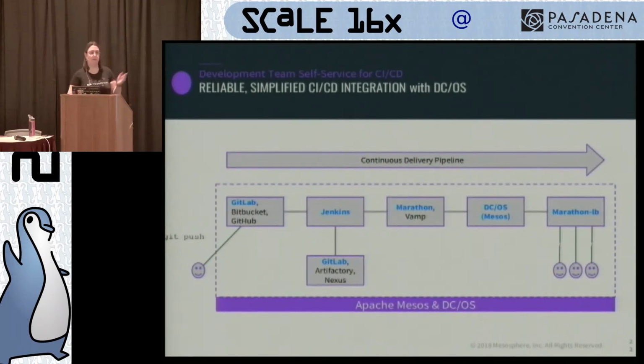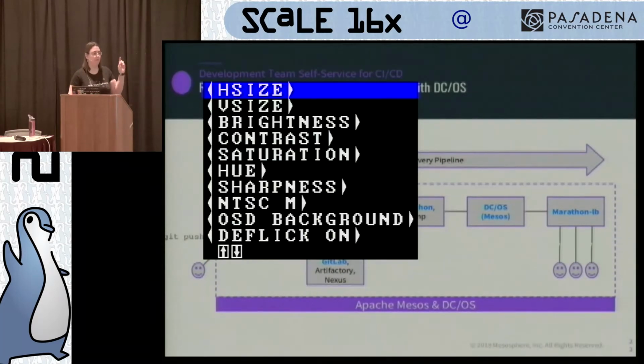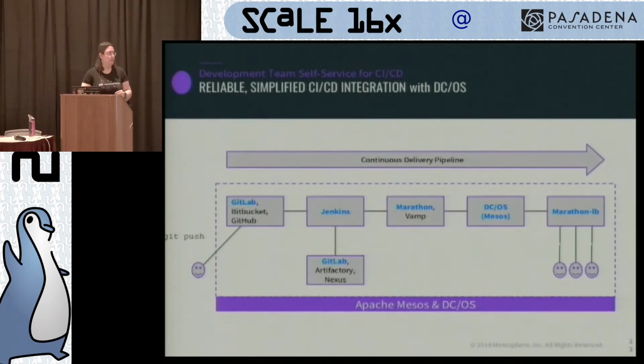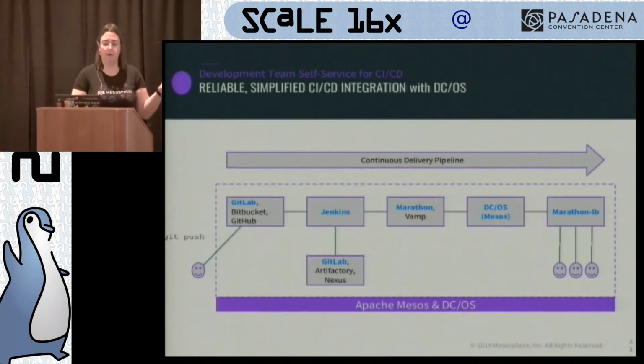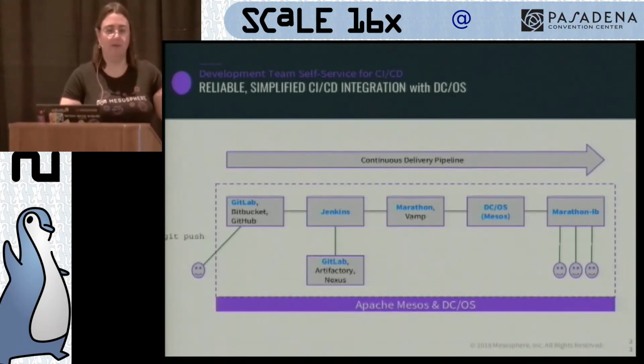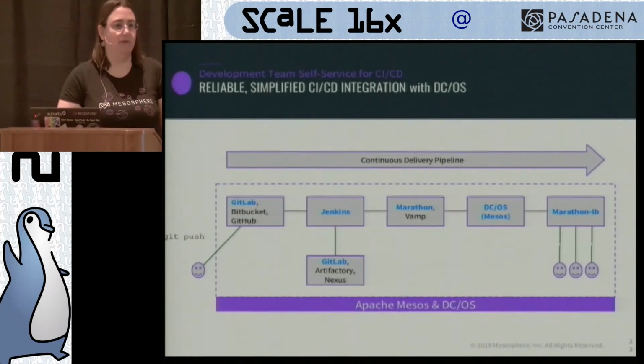So putting in the actual details of this, your git push sends it to GitLab, Bitbucket, GitHub, that's where your code lives. Then it gets sent to Jenkins, and you can upload it into GitLab, Artifactory. Nexus is another registry for container images. From there, it can use Marathon or Vamp, which I'll talk about in a few minutes, to actually do the deployment, because there's a bunch of different ways you can do deployments. And then DCOS and Mesos does the actual container orchestration work. And then you've got Marathon LB, which is our load balancer, which is what actually serves things to the world.